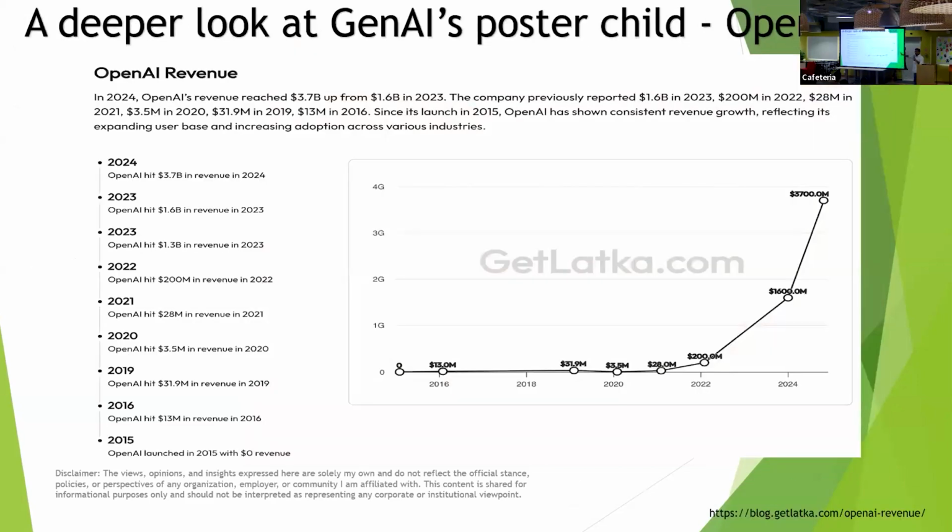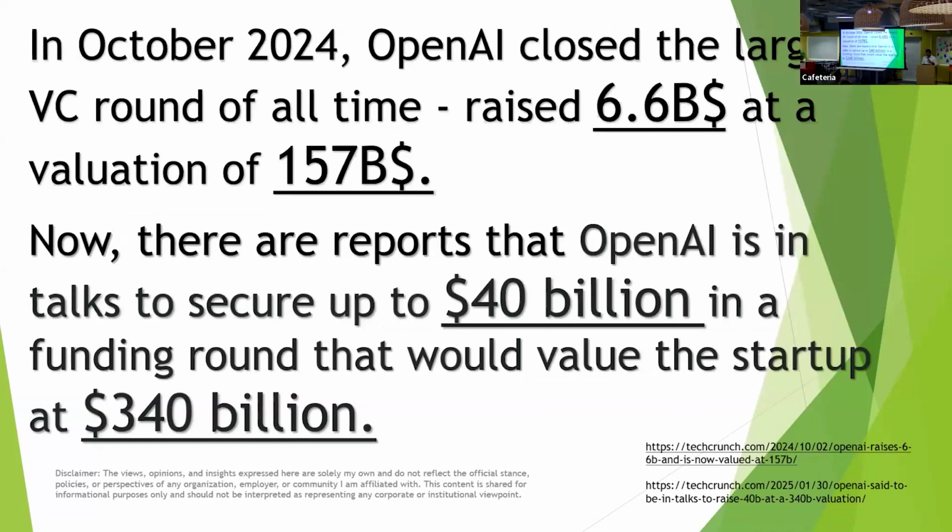If you just take a look at OpenAI, GenAI's poster child. In 2023, OpenAI's revenue was $1.6 billion. In 2024, they are not a publicly traded company, so they don't report formally, but the Wall Street Journal is reporting roughly $3.7 billion of revenue. So they have doubled from 1.6 to $3.7 billion in 1 year. Crazy money, right? This is billions we are talking about, not even millions.